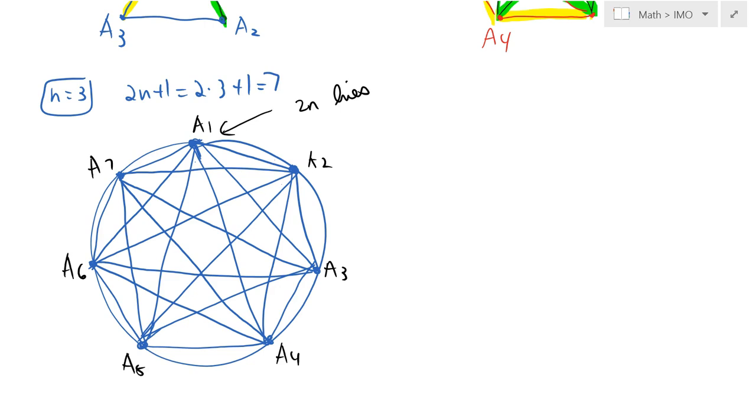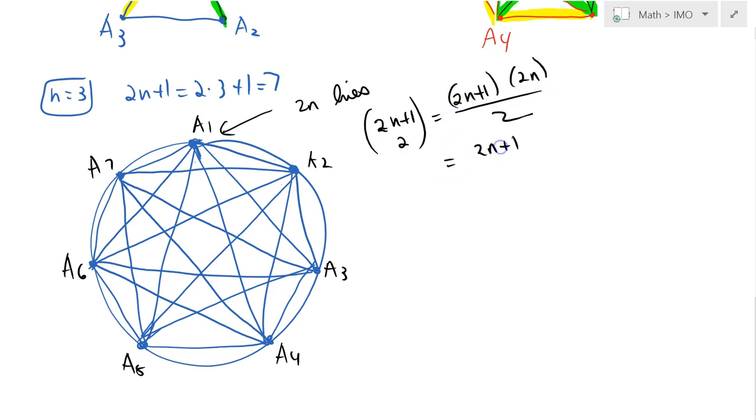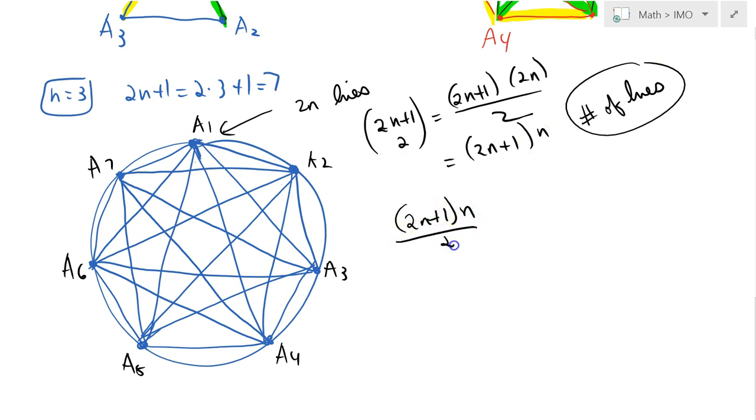So the total number of lines in this whole picture is, well, 2n plus 1 choose 2, right? Which is simply equal to (2n plus 1) times 2n over 2, which is equal to (2n plus 1) times n. So this is the total number of lines. So half of it, (2n plus 1) times n over 2, must be an integer, right?